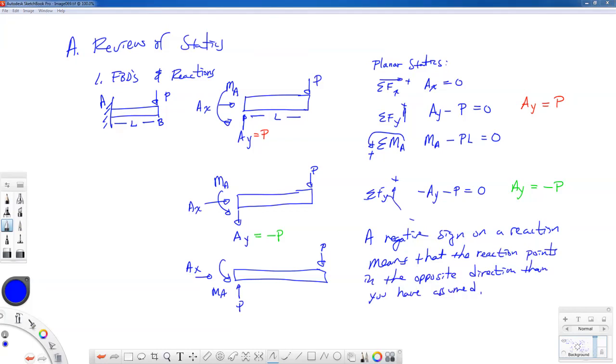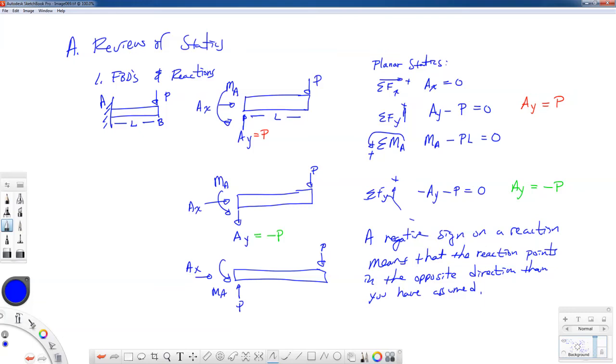Now, in order to know which direction you have assumed, you have to draw the free body diagram. Free body diagrams on all these kinds of problems in statics and in mechanics of materials are very essential. If I just say AY is equal to P, there's no context for it unless you also include what the free body diagram directions are indicating. Right? So I will look for good and proper free body diagrams.